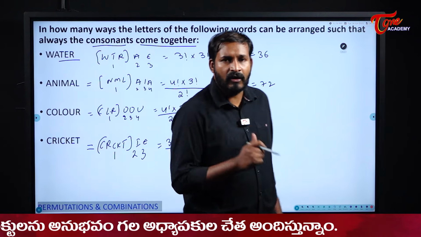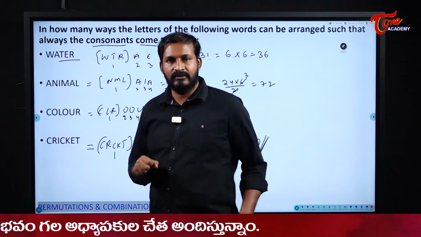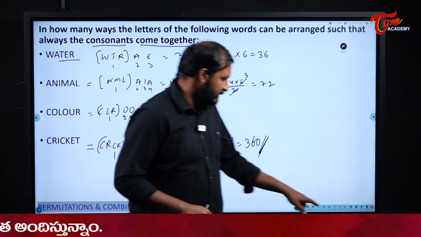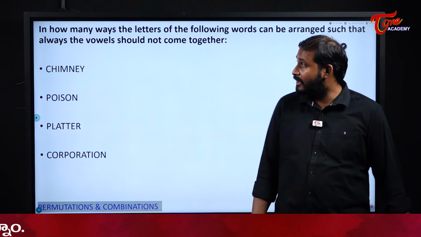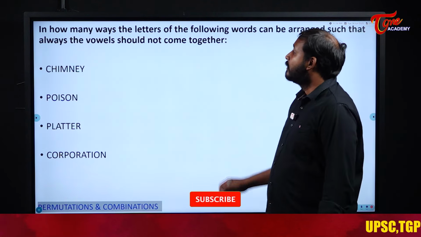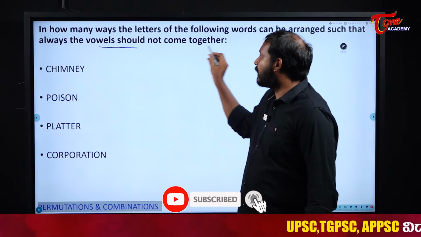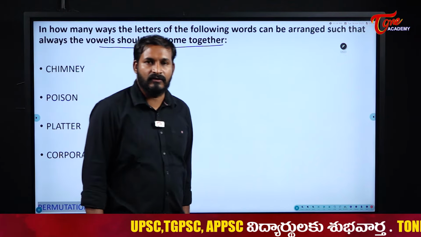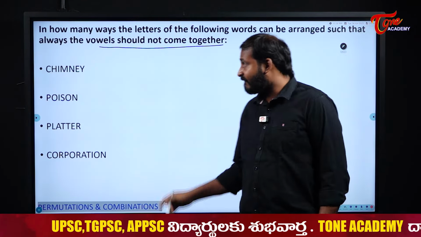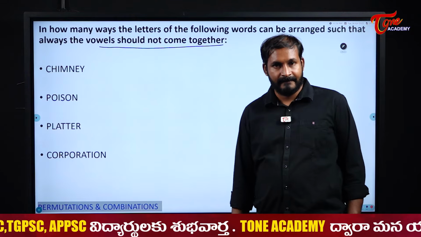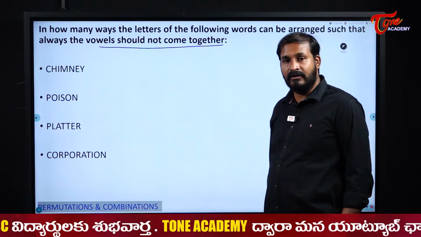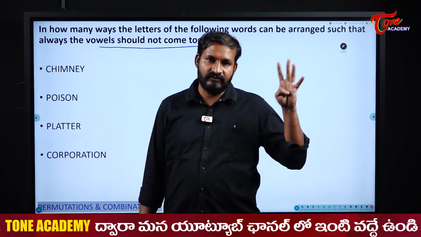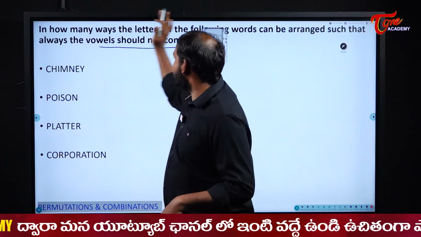So till now what we have seen, always the vowels are coming together or always the consonants are coming together. Next condition, we will see the next cases. Now, always vowels should not come together. Sir, how we are going to solve this one? See, first we have seen vowels should come together. Next they are asking us individual cases we have seen. In how many different ways? Without any condition.